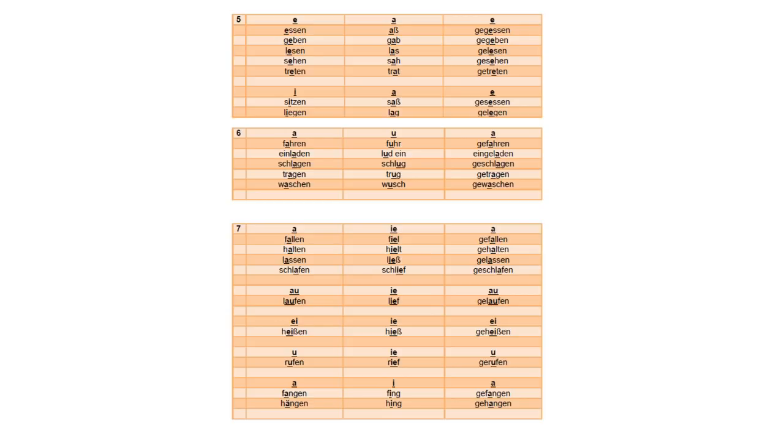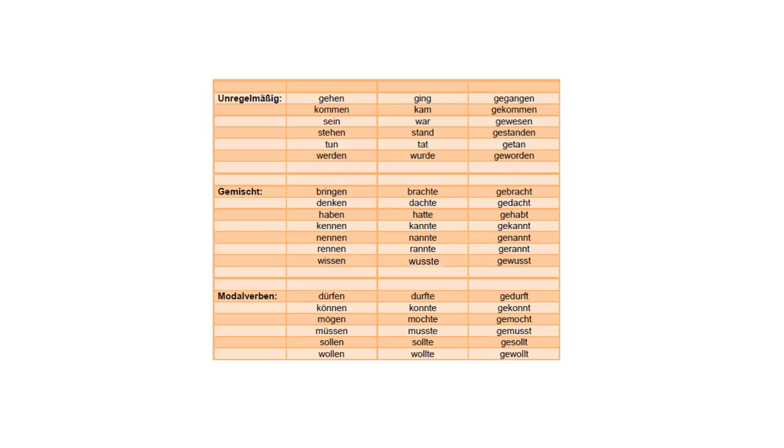Group number 7. Fallen, fiel, gefallen, halten, hielt, gehalten, lassen, ließ, gelassen, schlafen, schlief, geschlafen, laufen, lief, gelaufen, heißen, hieß, geheißen, rufen, rief, gerufen, fangen, fing, gefangen, hängen, hing, gehangen. Irregular verbs. Gehen, ging, gegangen, kommen, kam, gekommen, sein, war, gewesen, stehen, stand, gestanden, tun, tat, getan, werden, wurde, geworden.